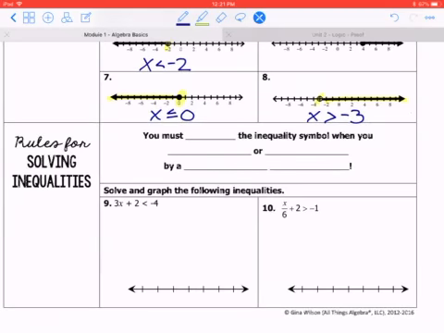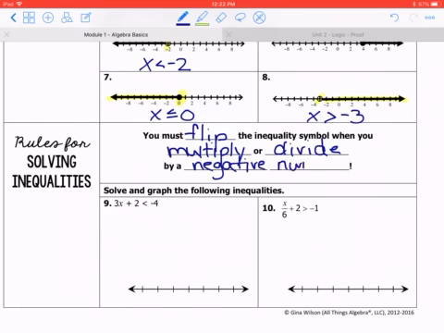So rules for when we solve inequalities, okay? When you solve an inequality, here's what you have to remember. You have to flip the inequality symbol when you multiply or divide by a negative number. Everything else is the exact same as if we were solving an equation. We just did two-step equations. Now we're going to do two-step inequalities, okay?